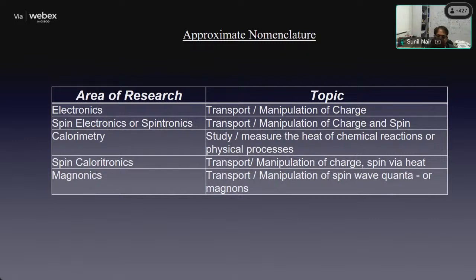So if you have a magnetically ordered solid, then you can actually excite what is known as a spin wave quanta in a solid, and the area which deals with the generation or excitation of the spin wave and their manipulation and their eventual detection is known as magnonics. Okay, so that is just to get the nomenclature in place.